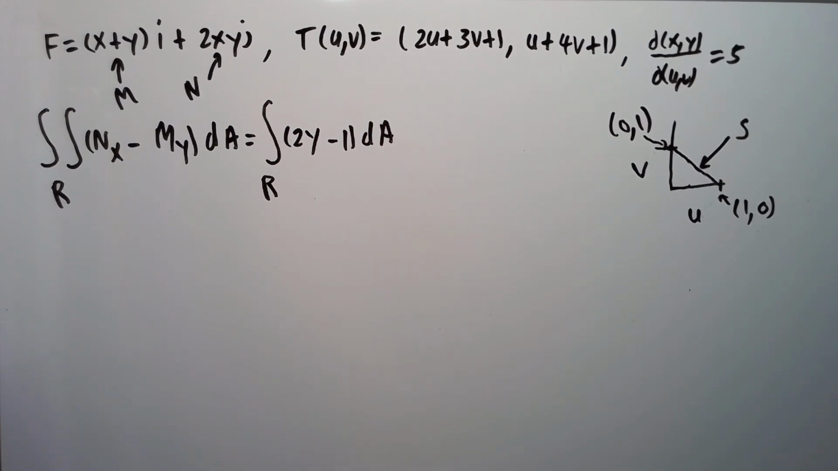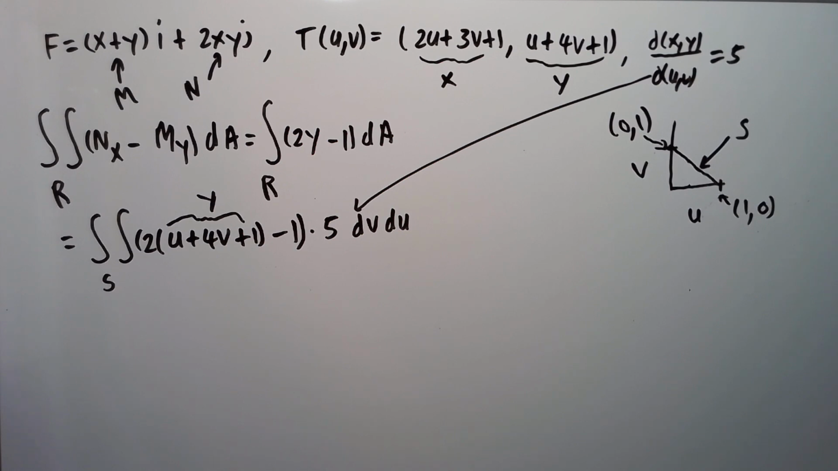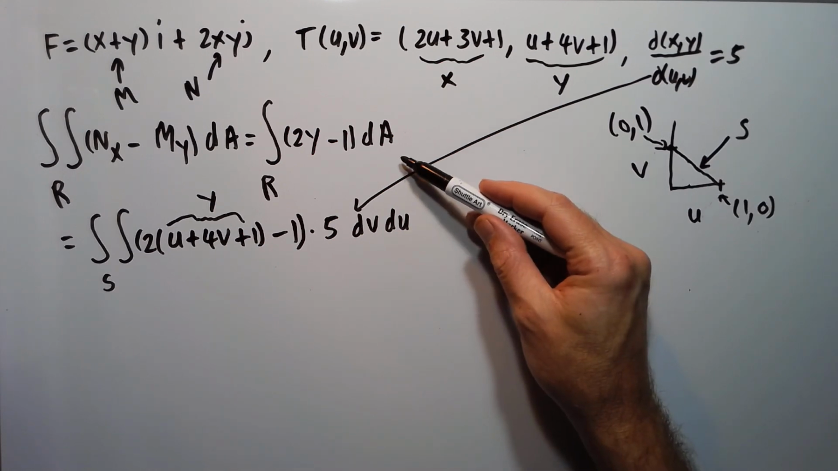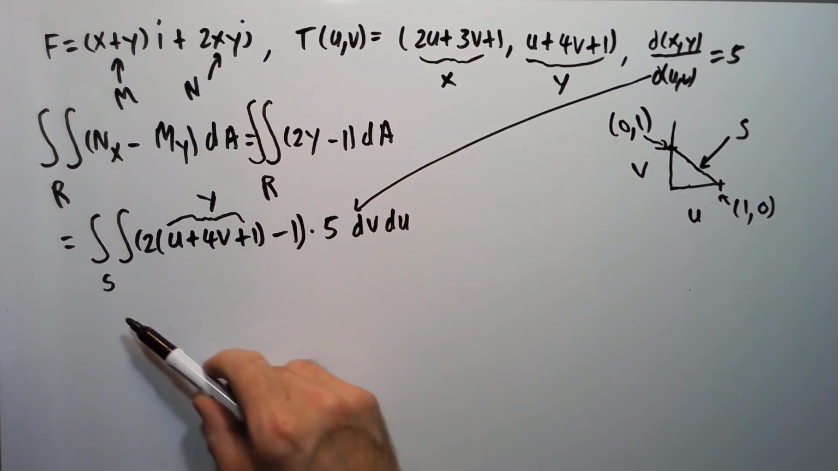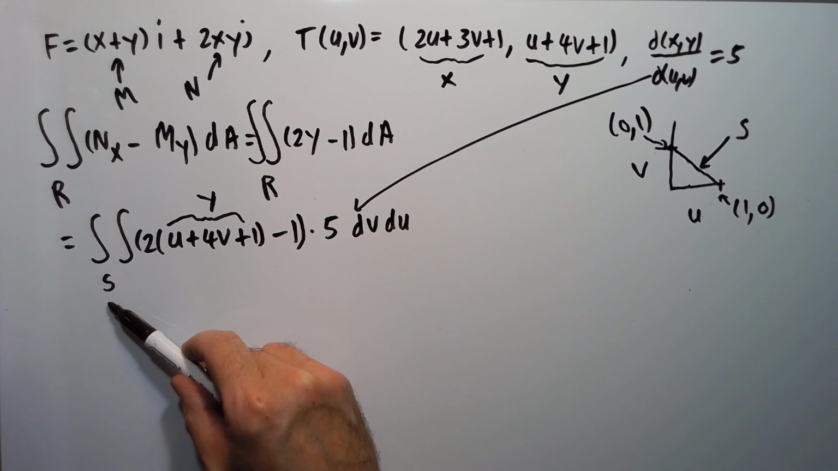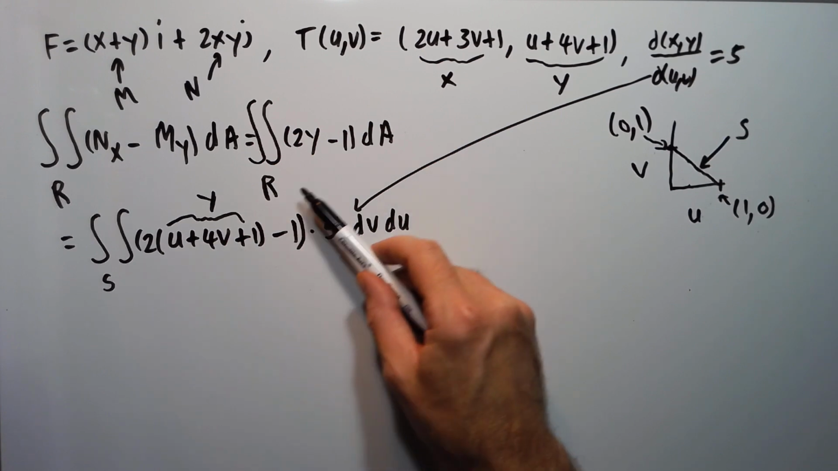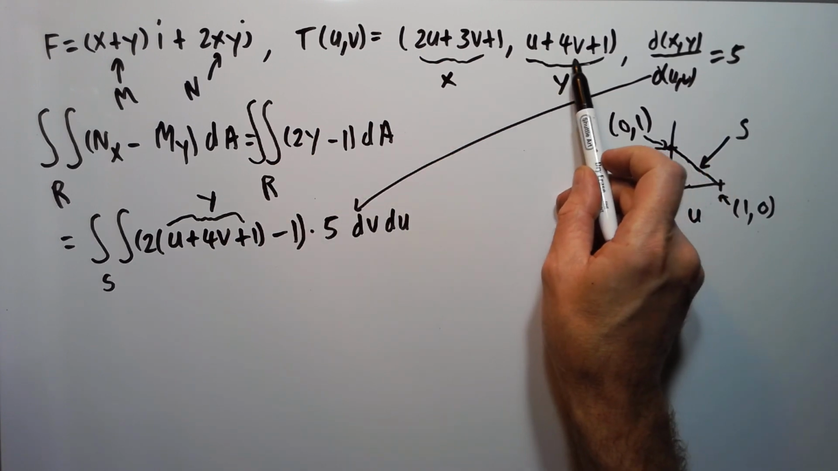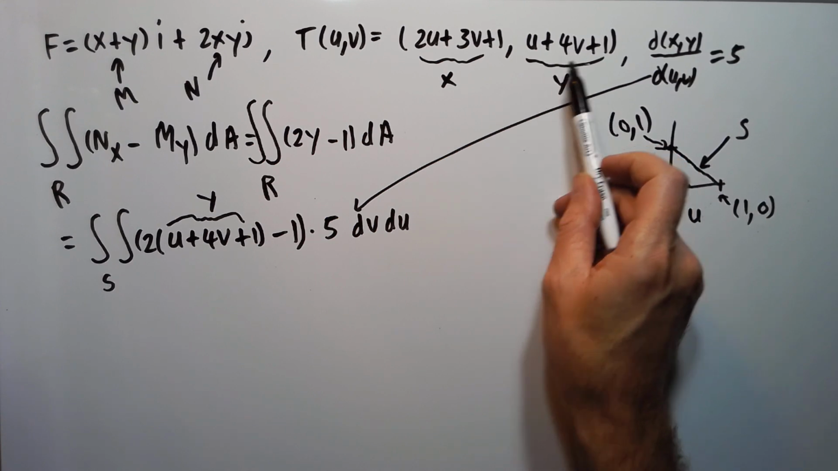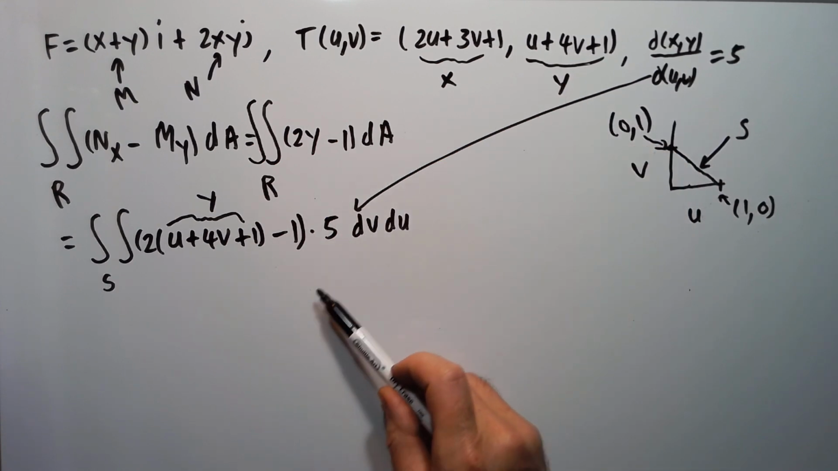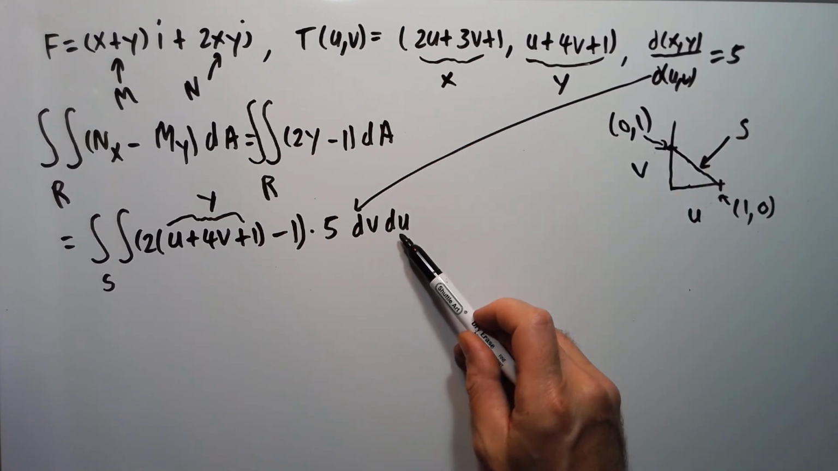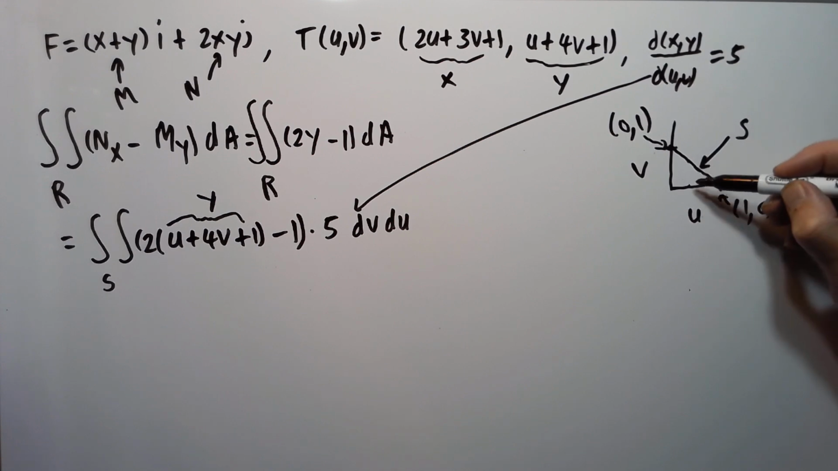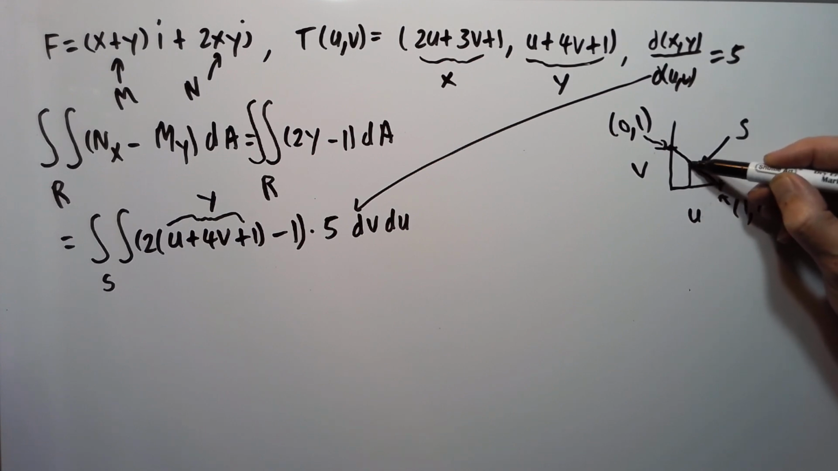Now we're going to change variables, so we're going to use the change of variables formula. So using a change of variables, this double integral over r should equal the double integral over s. So we're going to replace the y now with this guy up here, so it'll be u plus 4v plus 1, so that's what I did here. Then subtract 1 times our Jacobian, which is 5. I'm going to go dv du. That means I'm going to be looking at strips. Here's my s over here. I'm looking at strips going this way.